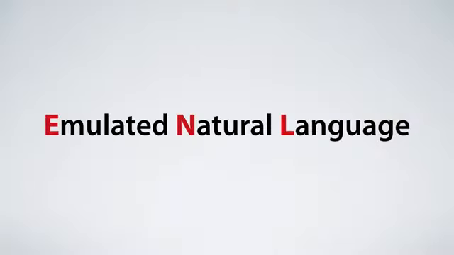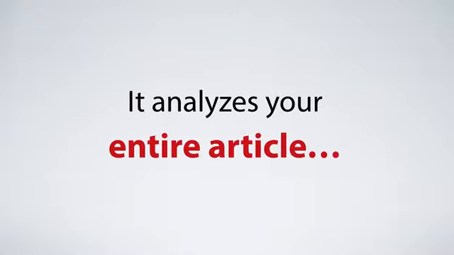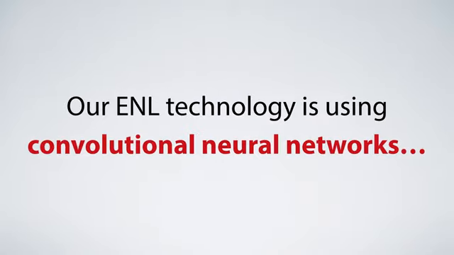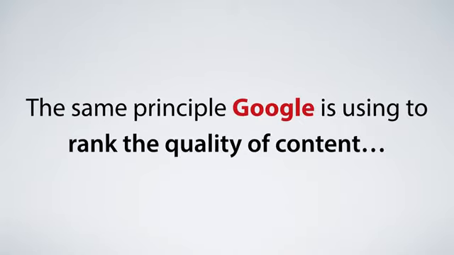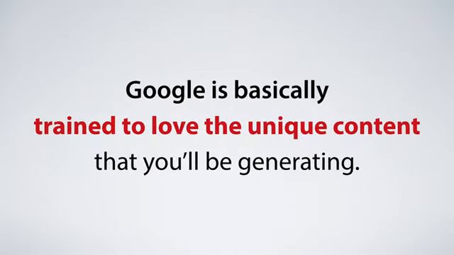The difference between Spin Rewriter and most other spinners is that we don't just use a simple table of words. Spin Rewriter uses emulated natural language for its ENL semantic spinning technology. It analyzes your entire article to truly understand what you're trying to say. Our ENL technology is using something called convolutional neural networks, which is the same principle Google is using to rank the quality of content on the web. This means Google is basically trained to love the unique content you'll be generating.